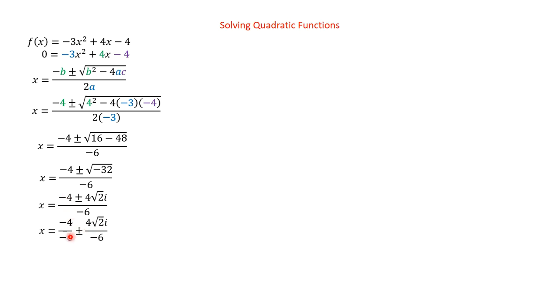And so we have negative 4 over negative 6 plus or minus 4 root 2i over negative 6. Negative 4 over negative 6 is just 2/3. Plus or minus 4 over negative 6 is negative 2/3. But that negative doesn't really matter because we already have both plus and minus. It makes it minus and plus, but who cares? It's plus or minus, so we don't really need to worry about that negative because it's covered. So we have 2/3 plus or minus 2 root 2i over 3. And there's the answer.